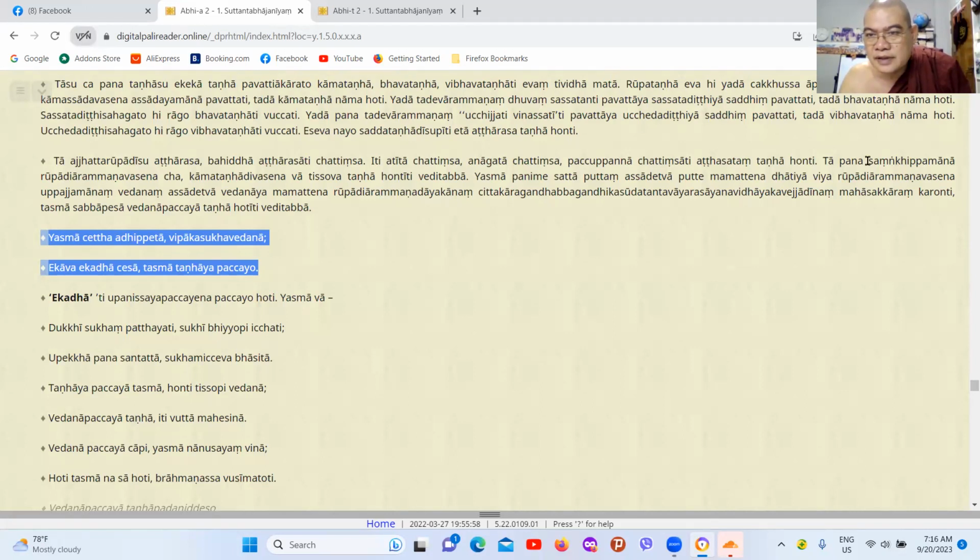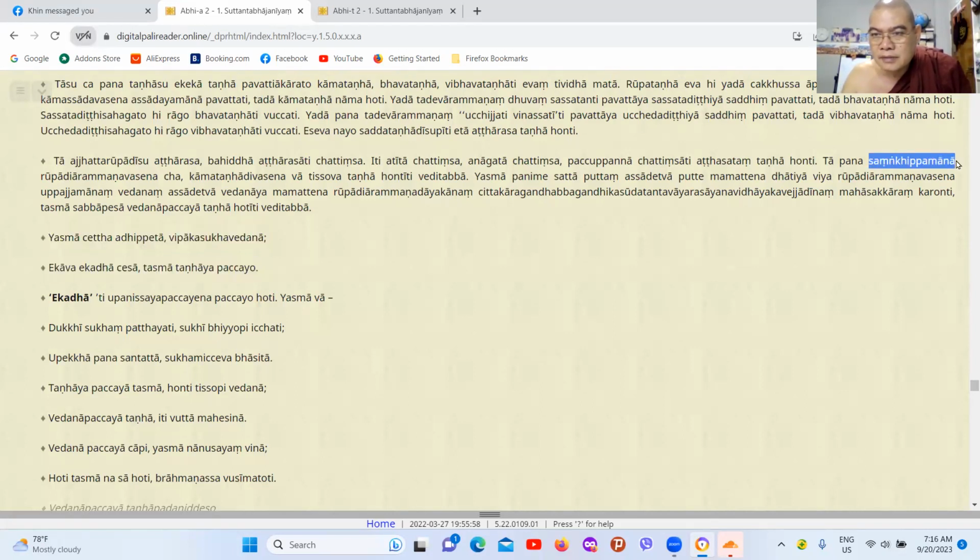Here Sankhipa, you see here? This is also wrong. Sankhipa mana. Should not be the M. So here this M should be deleted. You see, Sankhipa mana. Here also ekada wisa should be, not ekada isa.